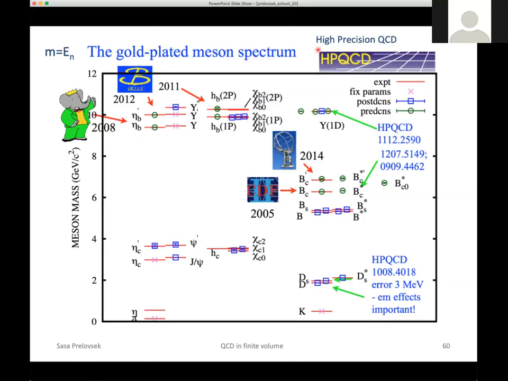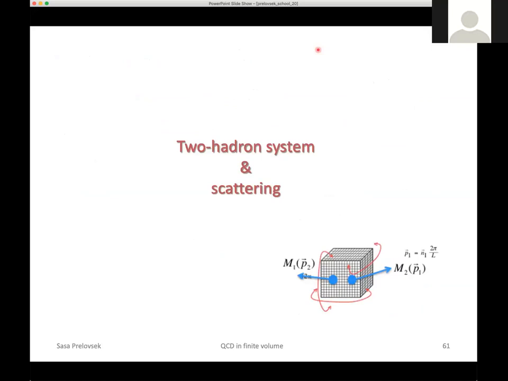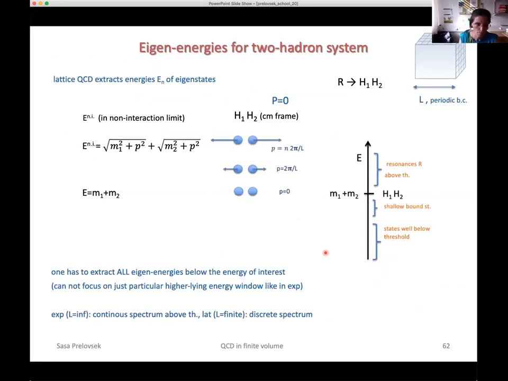Okay, but you know that the topic of this course is not stable hadrons, but hadrons that can decay strongly or almost can decay strongly, near threshold. So for that, you have to study the two hadron system and the scattering. So basically you have to put two hadrons in the box, each one with a given momentum. And I'll always consider in these lectures that there are periodic boundary conditions in space. So let's go to this business.